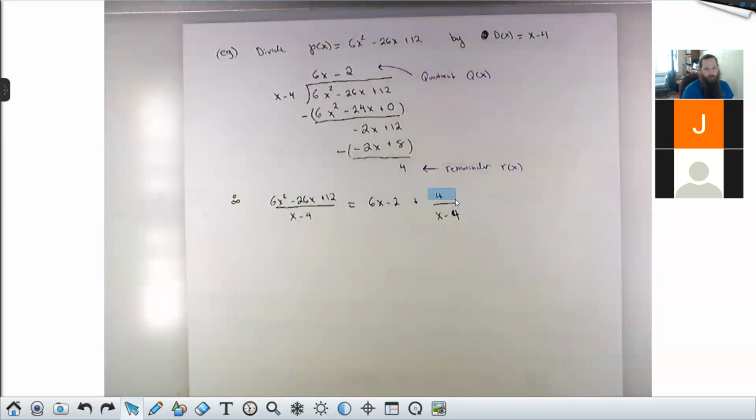And you can check that the degree of R is less than the degree of D. Here, R is a constant, that's a degree zero polynomial, and it is strictly less than the degree of D, x minus 4, which is a degree 1 polynomial.